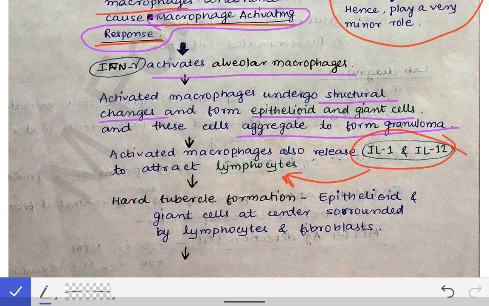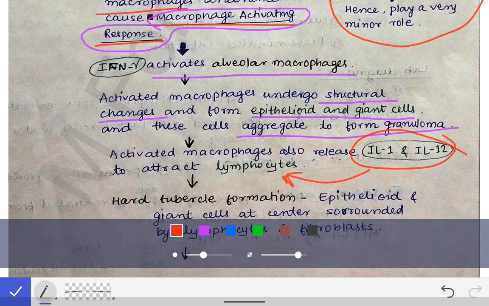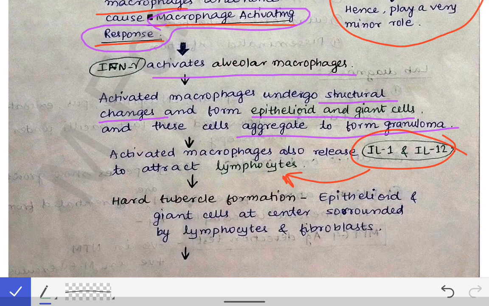So first of all, there is formation of the hard tubercle. Hard tubercle means still there is no necrosis at the center. We have read in pathology that there is a central necrosis, but before the occurrence of that central necrosis, there does not occur any central necrosis. So initially it is always a hard tubercle.